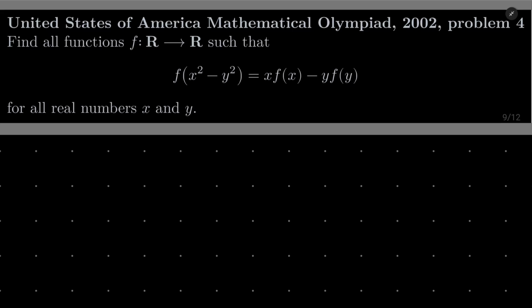Friends, in this video I'd like to solve the following problem from the United States of America Mathematical Olympiad, USAMO, 2002, problem number 4. We want to find all functions f from the set of real numbers into itself, such that f of x squared minus y squared equals x times f of x minus y times f of y, for all real numbers x and y. So it's a classical problem from functional equations.